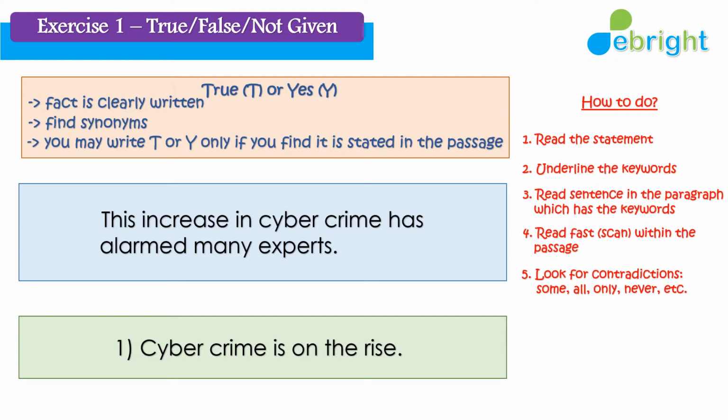Number 1, cybercrime is on the rise. And then, let's find and underline the keywords. The first clue is cybercrime, and it is a synonym with cybercrime in the text. So you need to read fast or scan fast and find the keyword cybercrime in the passage and read the sentence which contains the word cybercrime out there.